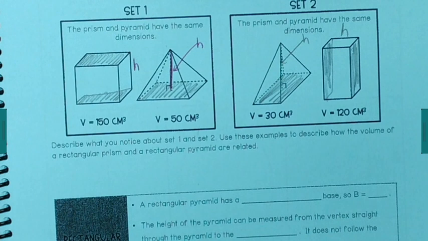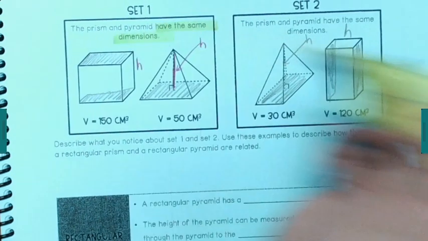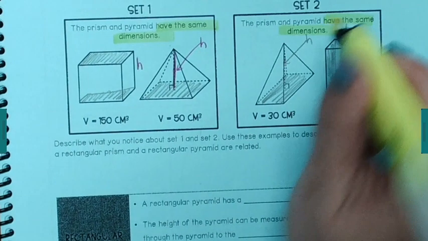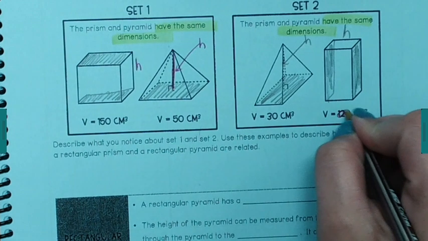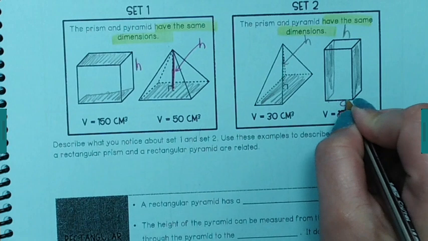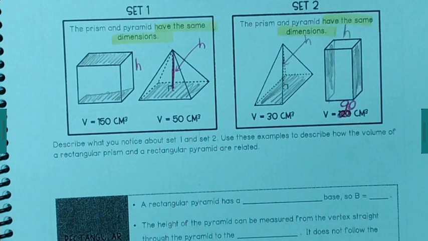So one of the things we're going to talk about is the relationship between your base and your height. These have the same dimensions. Okay. Dimensions means the same numbers that make up the big B and the H. Now, this is actually a typo. We're going to make this one 90. So when a prism and a pyramid have the same bases and the same height, there is a special relationship.